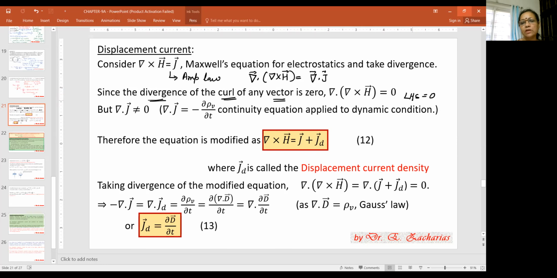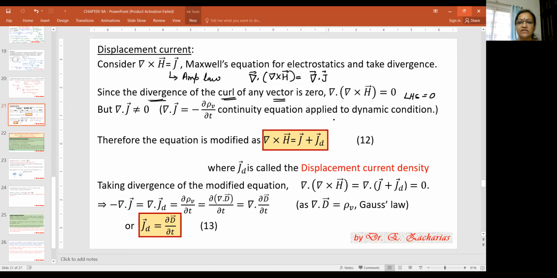Now, you're basically trying to take an equation in the electrostatic form, the Ampere's law equation, and apply dynamic conditions to it. That's what we are trying to do. First, take the divergence and show that the left hand side is going to be equal to 0. Now come to the right hand side.